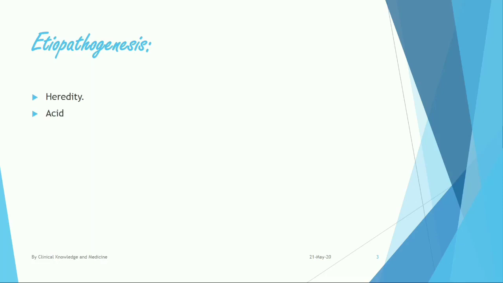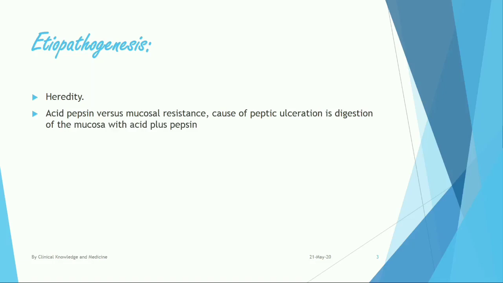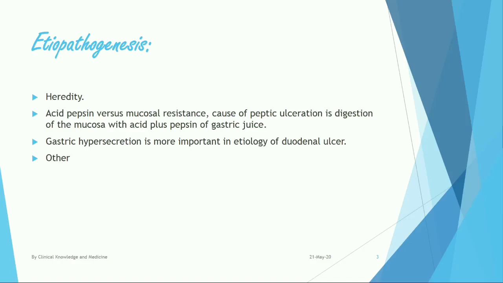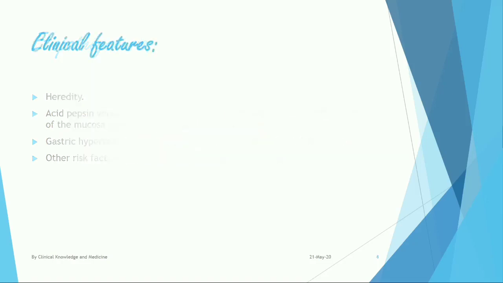Etiopathogenesis: Heredity. Acid pepsin versus mucosal resistance. The cause of peptic ulceration is digestion of the mucosa with acid plus pepsin of gastric juice. Gastric hypersecretion is more important in the etiology of duodenal ulcer. Other risk factors include smoking and alcohol consumption.